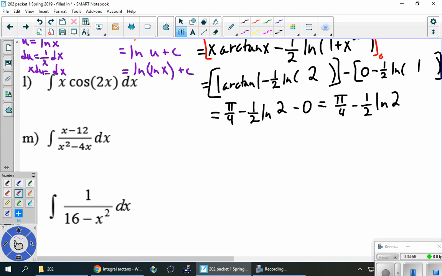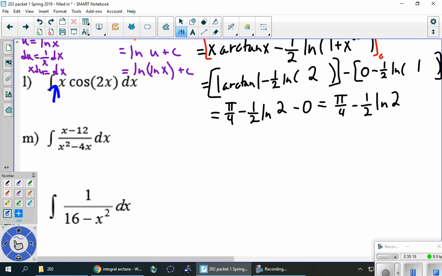Okay, part L. Integral x cosine of 2x dx. First impressions, if we let u equal cosine of 2x, then the derivative is negative sine, which is not sitting anywhere out here. That's not promising. If we let u equal just the stuff inside, just 2x, the derivative is 2. Then I've got this extra x that isn't going to cancel with anything.